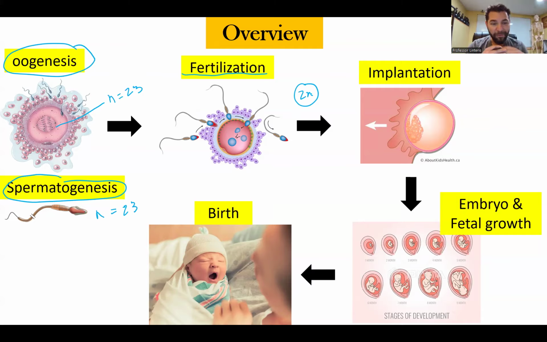Once this egg or secondary oocyte is fertilized, it will implant right into the uterus, and we'll talk a lot about the uterus. And then the cells will divide via mitosis, and the one cell becomes many cells, and then those cells become many more cells. And then basically we have the embryo and fetal growth, which we will talk about in the next one as well as obviously birth, right? So this is the process. Primarily today, we're going to be talking about oogenesis, and we'll get a little bit into fertilization.